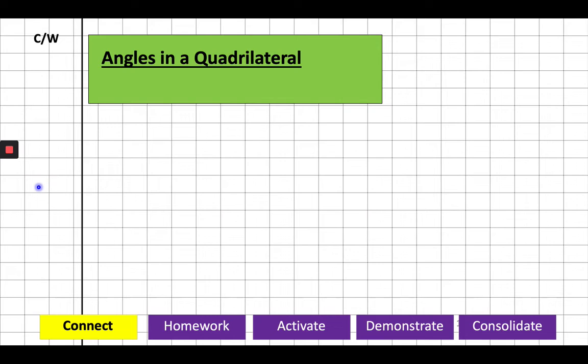Hello, Year 7s. Today we will be starting the last section on angles, which is angles in a quadrilateral.